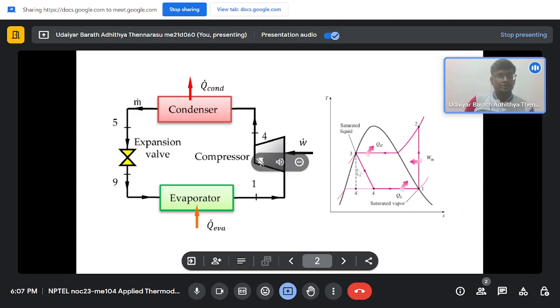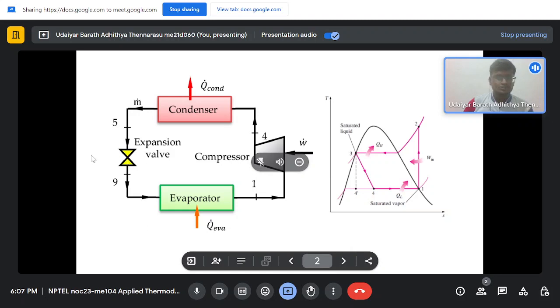Now it's a two-phase region. So what you do is you convert that into an isenthalpic process. So initially it was an isentropic process, 3 to 4. Instead of that, what you do is you convert that to an isenthalpic process. How do you do that? You just pass it through a valve.